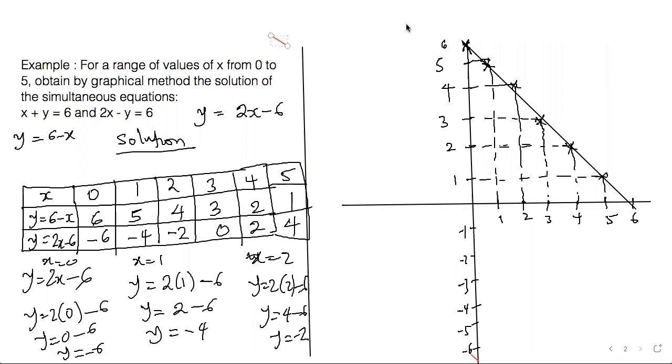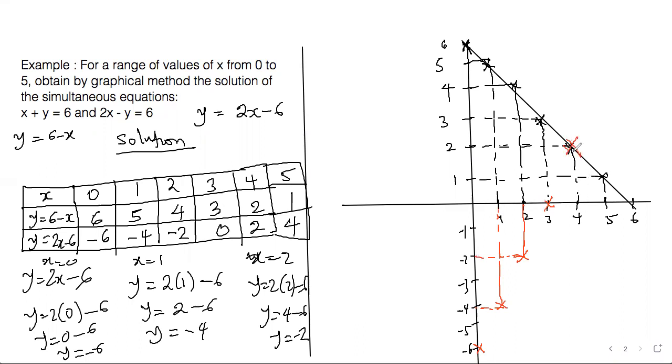Oh, sorry. Yeah. Okay, when x is 1, y is minus 4. So that should be here. When x is 2, y is minus 2. Okay. When x is 3, y is 0. That should be on the axis. When x is 4, y is 2.